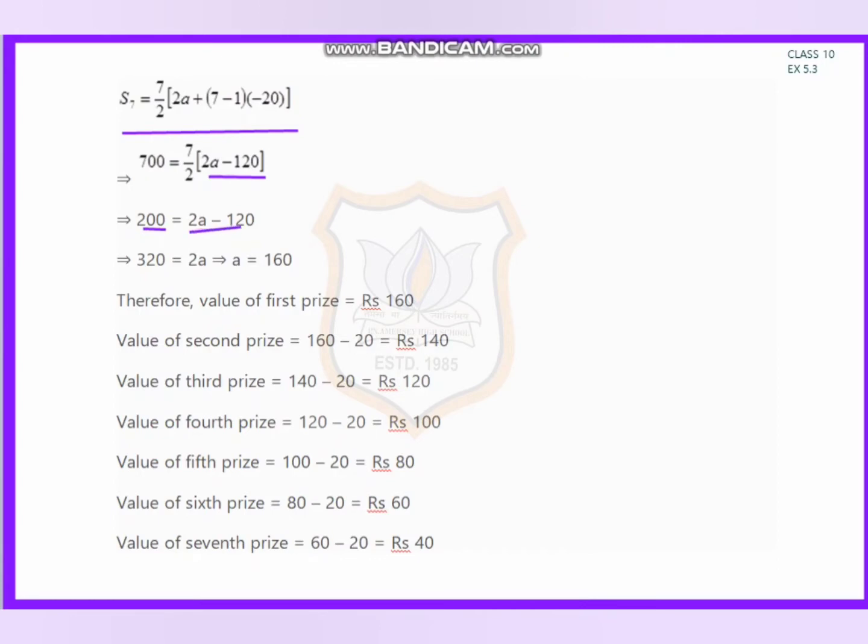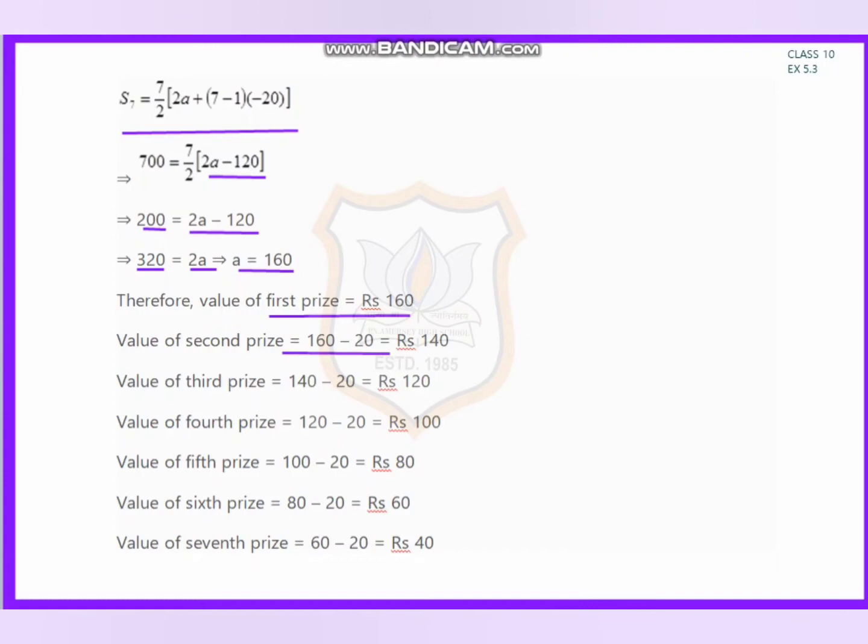200 equals 2a minus 120. This minus 120 goes to the other side and becomes positive. So 200 plus 120 equals 320. 320 equals 2a. Therefore a equals 160. So the value of the first prize is rupees 160.